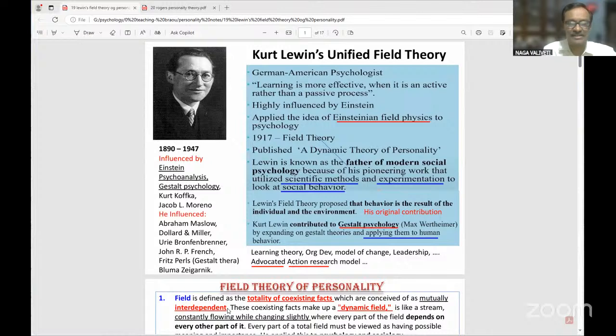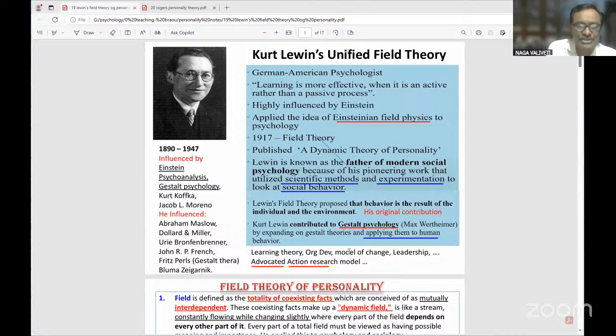Lewin now concentrates on the diagrammatic explanation. Before studying his theory, let us see his inspiring personalities, how he influenced psychology. Lewin's unified field theory, the word unified field itself says it is a scientific field, electrical field, magnetic field. So the unified field is used in physics by Einstein. He is highly influenced by Einstein, and he applied that into his theory.